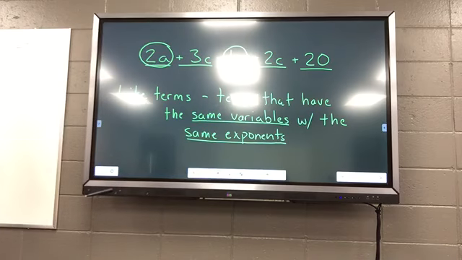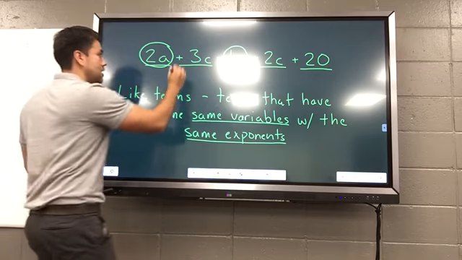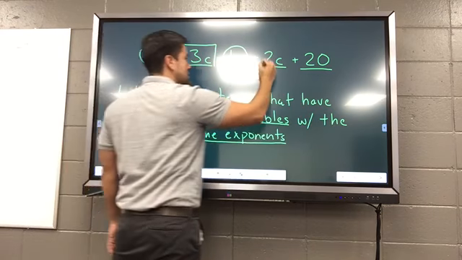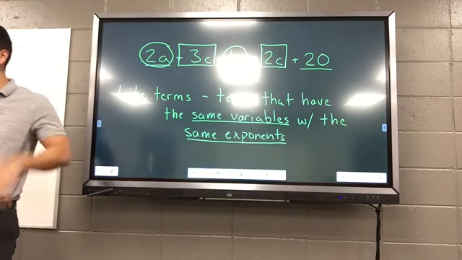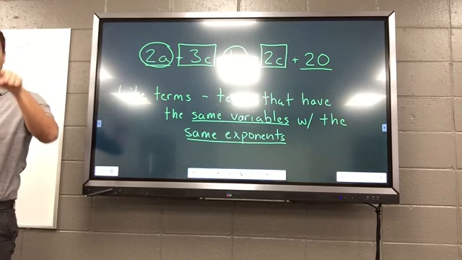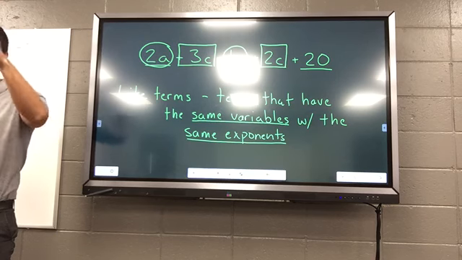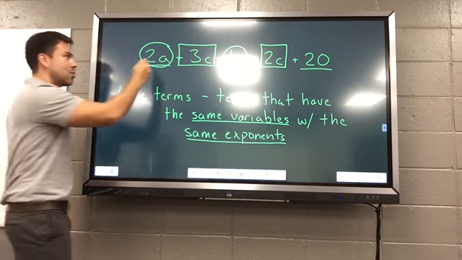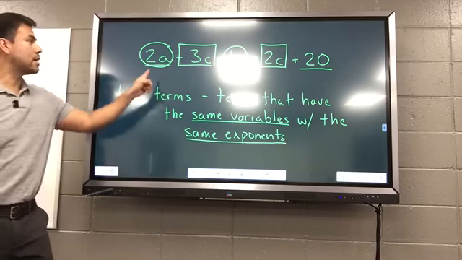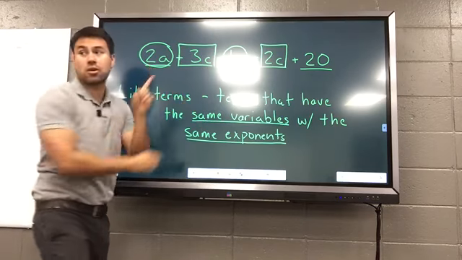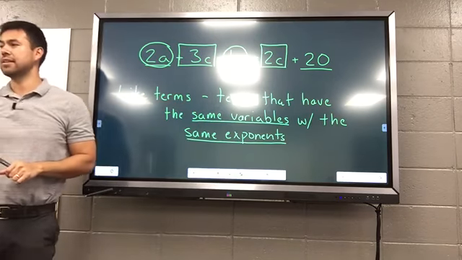Are there any other like terms? Yes, Michelle. 3C and 2C. Now notice, how did I mark those up? I circled two like terms and I boxed two other like terms. Why do I do that? To show which ones are like. These two are like and those two are like. They are not all together like.